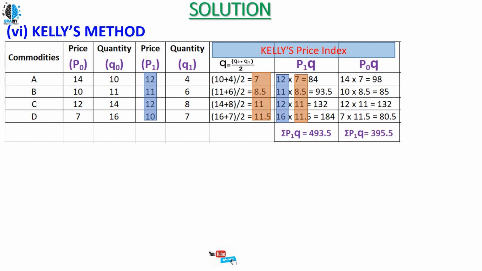So I am going to have this combination. I'm going to multiply. The final value I got here as the summation is 493.5. In the same way, I'm going to do the multiplication of P0 and Q. I will be getting the P0 and Q value. The final calculation for the summation of P0 Q is 395.5. So I got all these values under Kelly's method of price index.